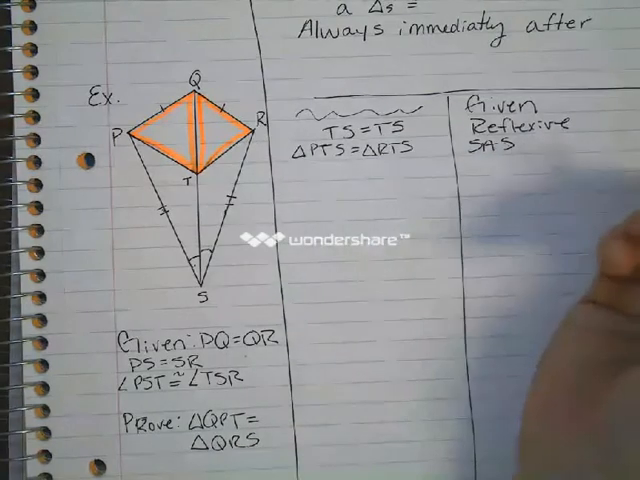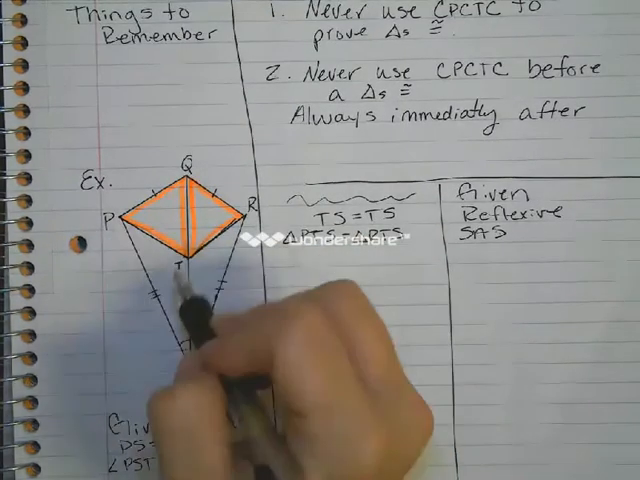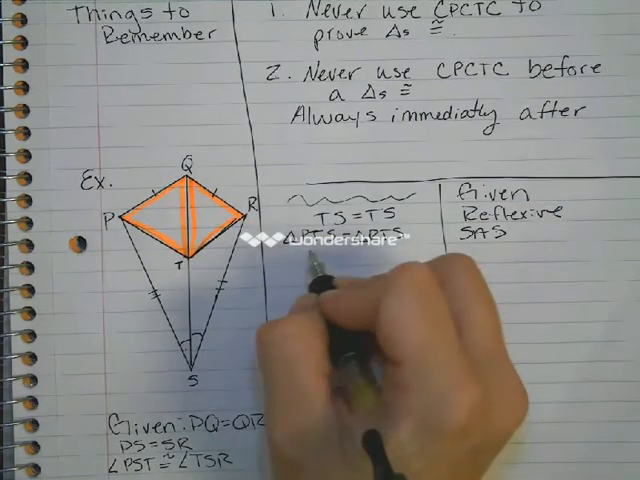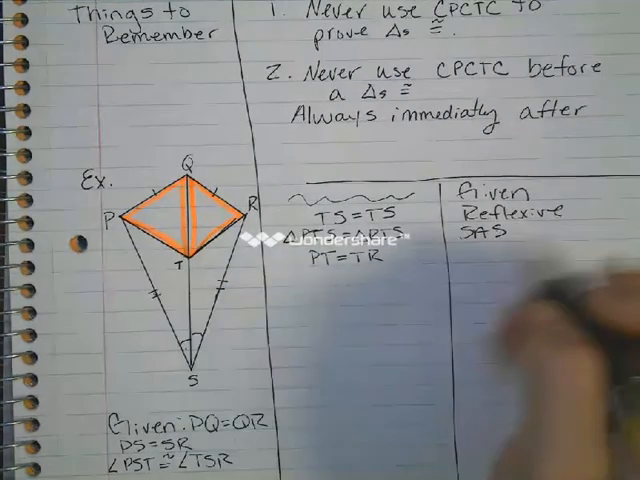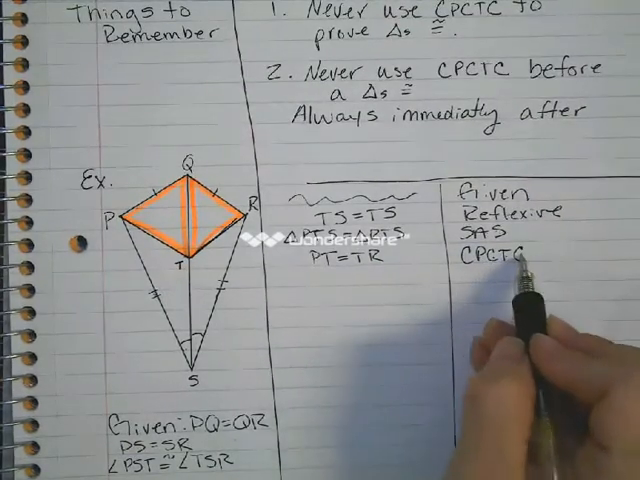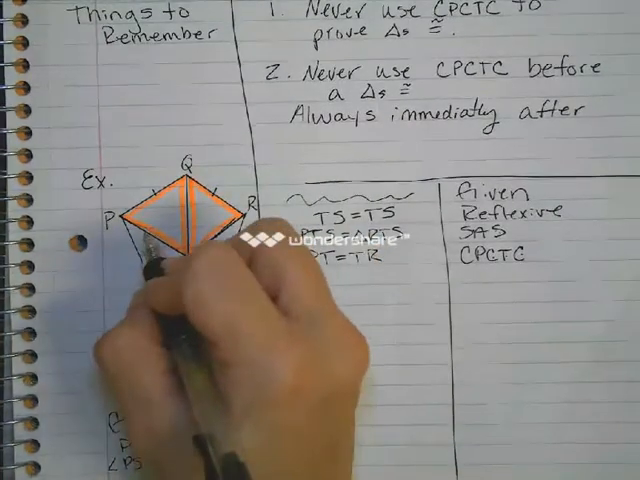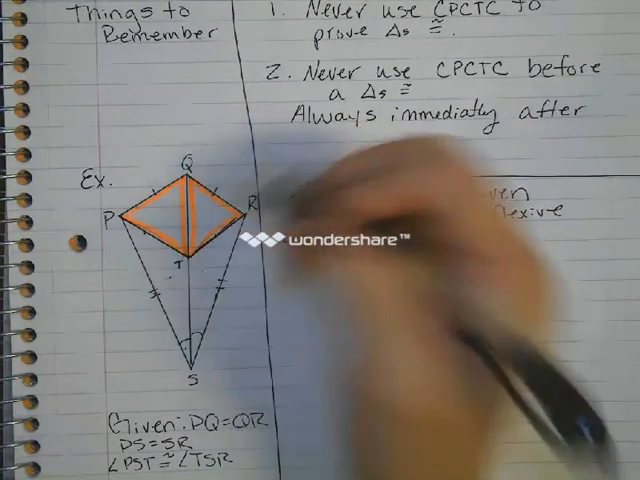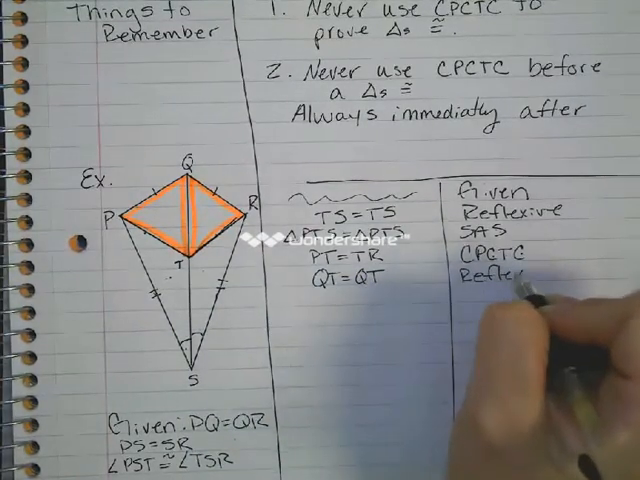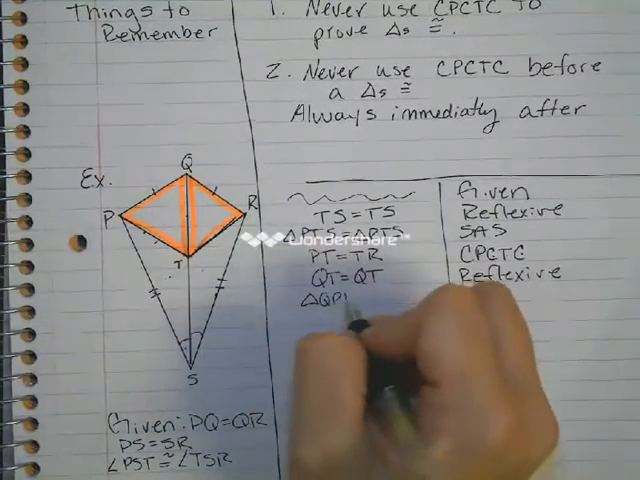This side and this side are both a part of these triangles, but they're also a part of the ones that we need. So I can say PT is equal to TR because of CPCTC, corresponding parts of congruent triangles are congruent. So again, I proved these triangles congruent first so that I could get this side congruent to that side. I also have a reflexive side in this triangle, which gives me side, side, side. And I've proven what they wanted me to prove.